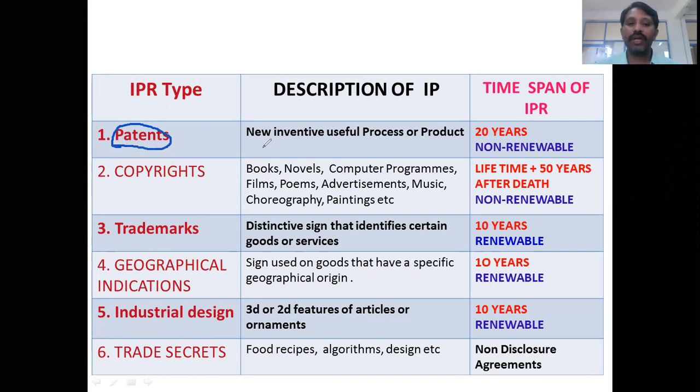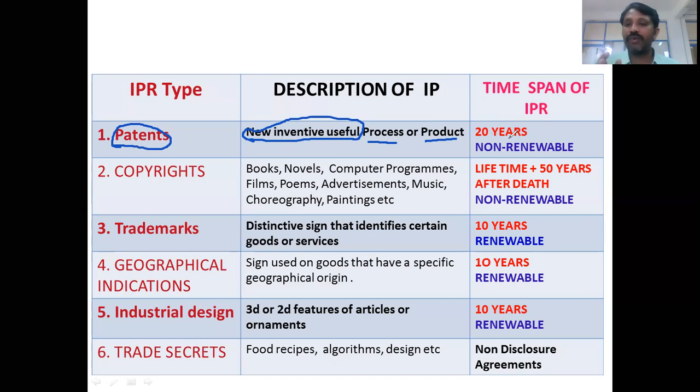What can be patented? Any process or product, which should be new, inventive and useful. So whenever a process or product is new, or novel, inventive and useful, then such a process or product is patented. And for that, the patent is valid for 20 years from the date of application. And once the 20 years are over, right?